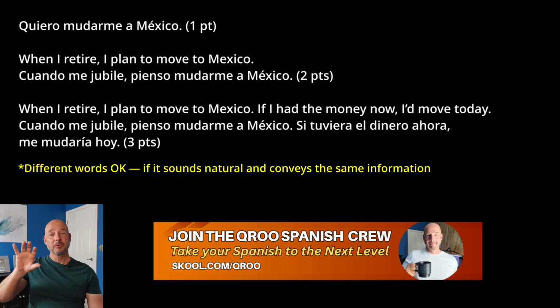What I'm looking for there is really focused obviously on that last sentence because we talked about everything else. And I'm looking for that you use the imperfect subjunctive, si tuviera el dinero. I'm looking for that and then matched it with the conditional. Me mudaría hoy. I would move today. And if you got that right, boom, you get full points on this. I mean, nice job. A lot going on there. All right, let's move on to round 6.